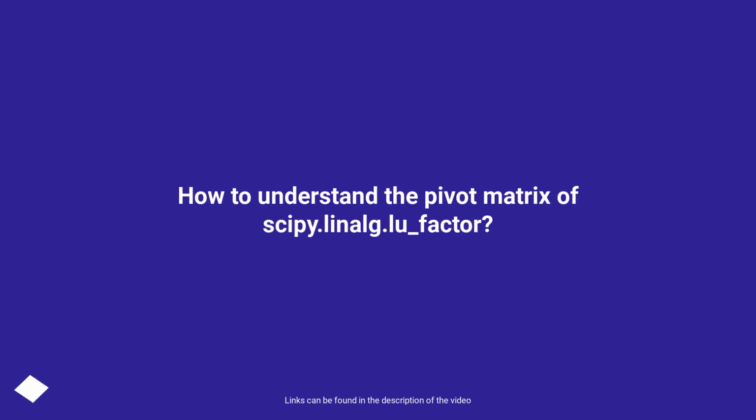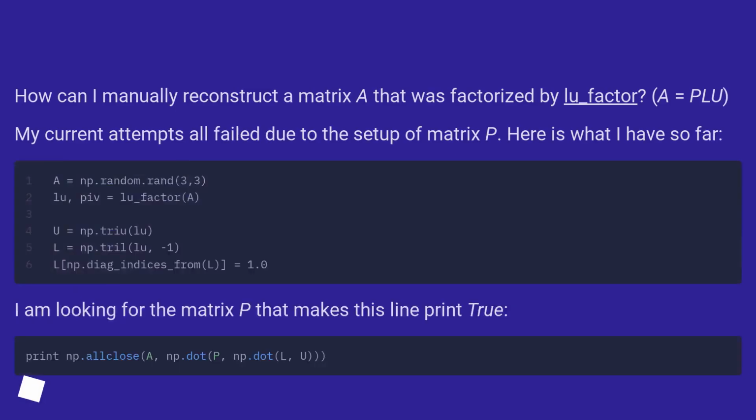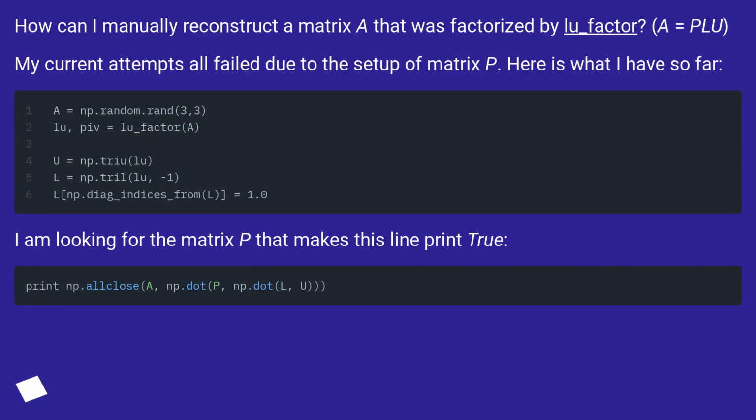How to understand the pivot matrix of scipy.linalg.lu_factor. How can I manually reconstruct a matrix A that was factorized by lu_factor? A equals PLU. My current attempts all failed due to the setup of matrix P.